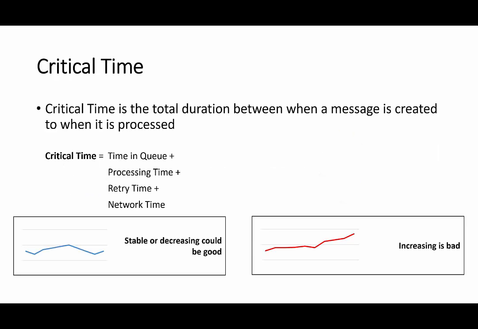So let's do a quick recap of critical time. Critical time is the total duration between when a message is sent to when it's successfully processed, meaning that critical time includes time spent waiting in the queue, time spent actually processing the message, and any retry time that has to happen before that message is successfully processed. It also includes any network time involved. If we look at the typical graph, if the critical time is stable or decreasing, that's usually a good sign. If it's increasing, it's probably a bad sign, and you may need to take action.